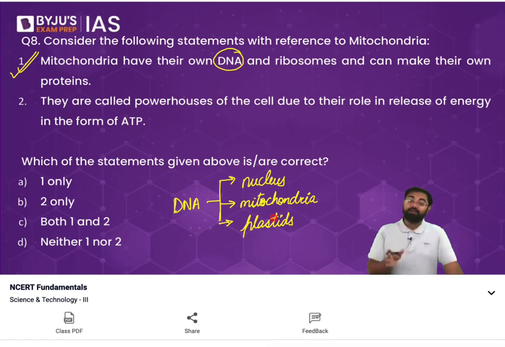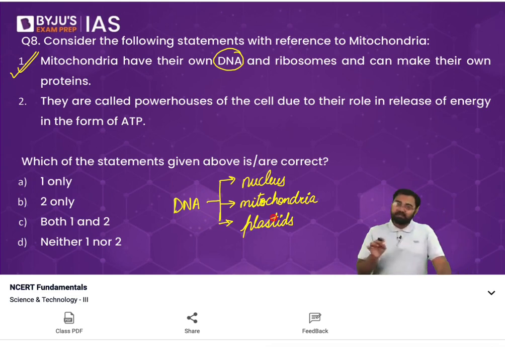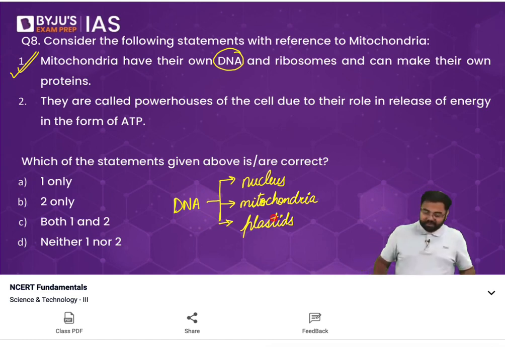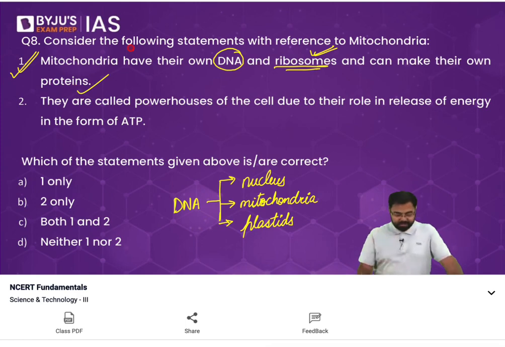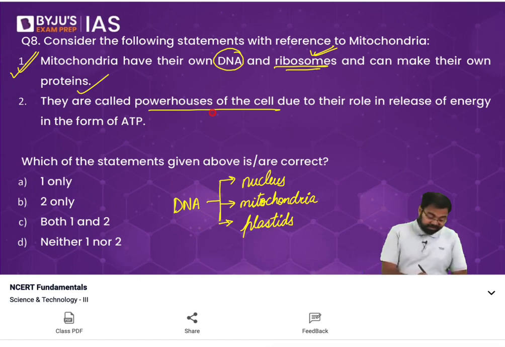But mitochondria will have its own DNA, and even plastids found in the plant cells, they also have their own DNA, and they also have the ribosomes, and that's why they can make their own proteins. So that's why this is correct. They are called as powerhouse of the cell due to their role in release of energy in the form of ATP. This is also perfectly correct.